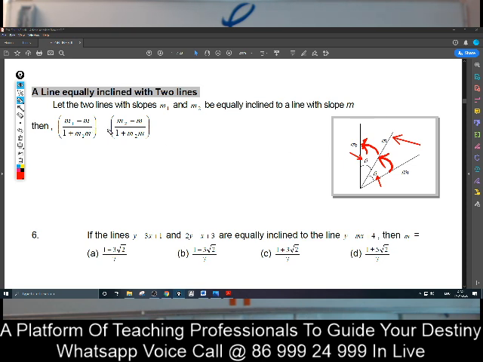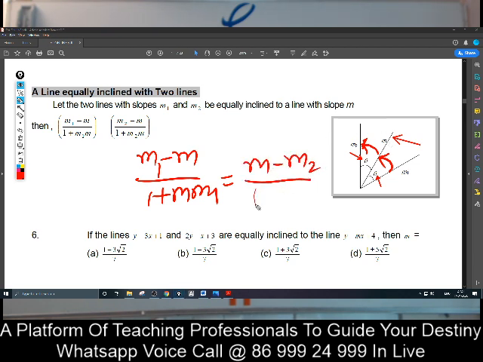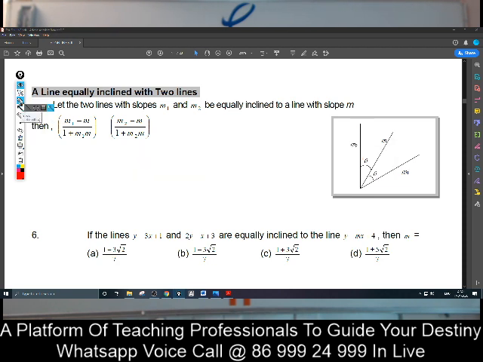He has given it like this, but you can remember in the same direction. What is the direction? M1 minus M divided by 1 plus MM1 is equal to, same direction, M minus M2 divided by 1 plus MM2. Because M1, M2 are given, you can find out M from this one. This is also an important one to be remembered. Next, based on this, the question.